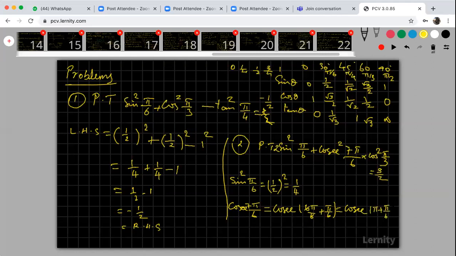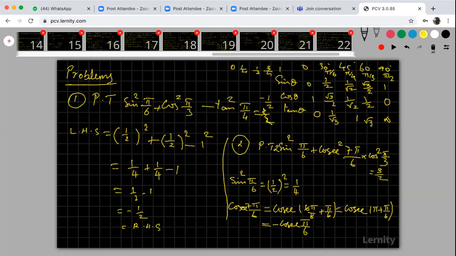I have already told you some property. If pi is coming, don't change this function. You take that function as it is: cosecant and this pi by 6. But you have to concentrate on the sign. Here plus sign will come or minus sign will come, that is based on the angle. Pi plus pi by 6 belongs to the third quadrant. In the third quadrant, tan and cot are only plus, cosecant is minus. Here cosecant is there, therefore this is minus cosecant pi by 6.